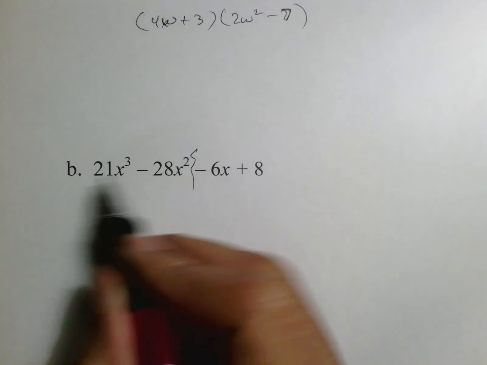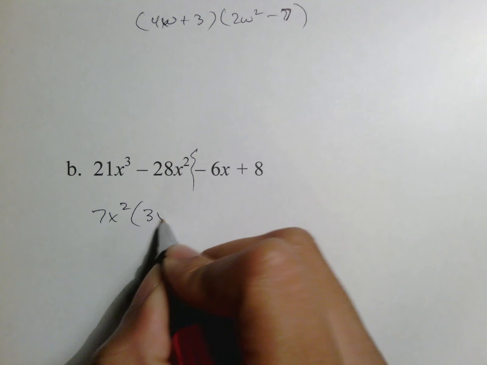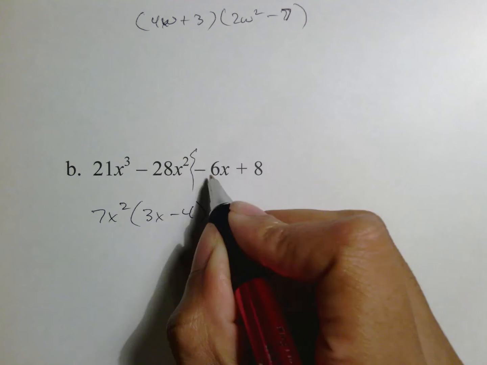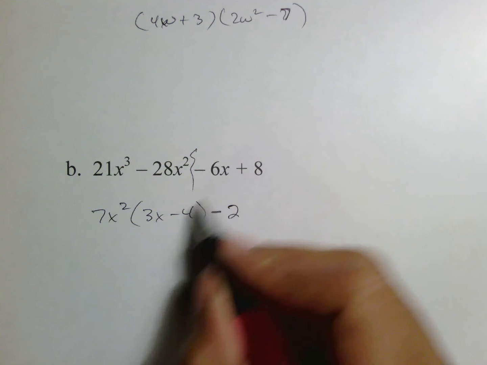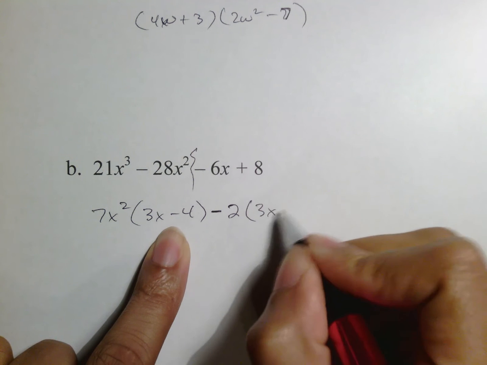Second example of this, here the biggest number is 7 with an x squared, which leaves us 3x minus 4. Again, copy the sign. 6 and 8 can both be divided by 2, but notice that these signs are different, but you have to trust the system. This is going to be 3x plus 4.